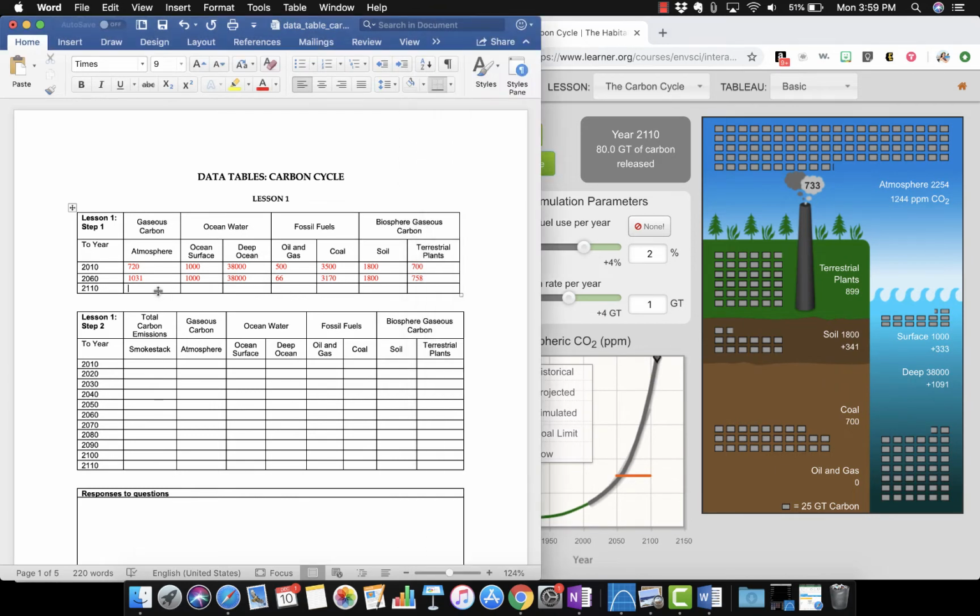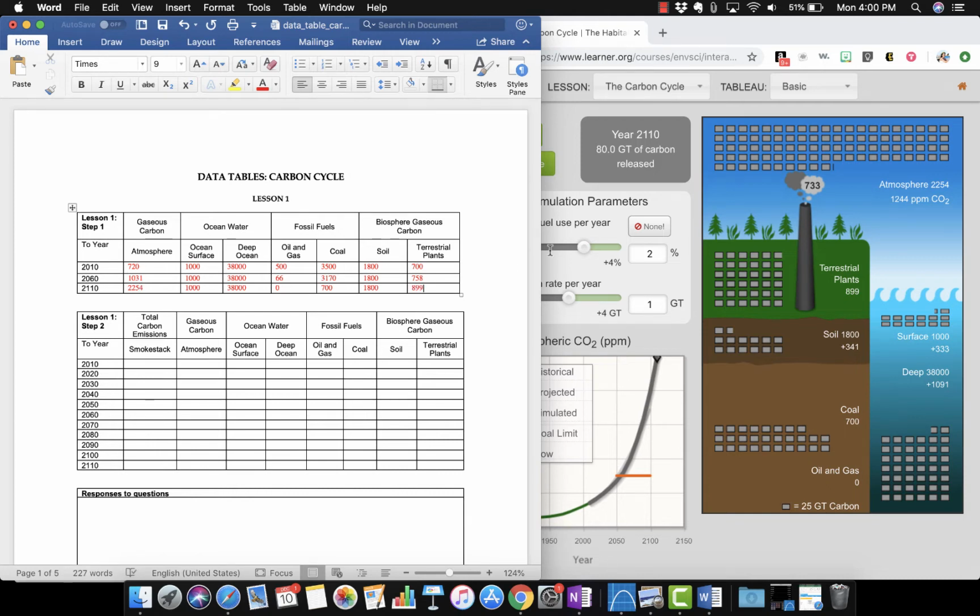Okay, so here we go. We've got atmosphere at 2254. That's a lot, right? The surface is 1,000. The deep ocean is 38,000. Oil and gas is 0. Coal is 700. Soil is 1,800. And terrestrial plants is 899.